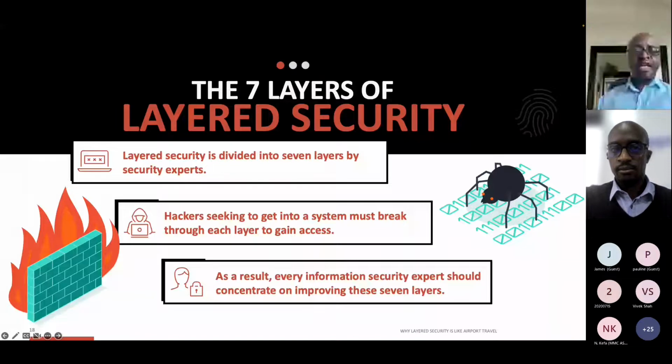So the 7 layers of layered security, what are they? Layered security is divided into 7 layers by security experts. Hackers seeking to get into a system must break through each layer to gain access. As a result, every information security expert should concentrate on improving these 7 layers.